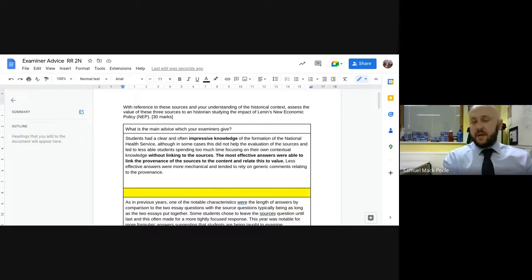Now, the main advice that the examiners give is that you need to have, as you can see, impressive knowledge, and less able students spend far too much time focusing on the contextual knowledge without linking it to these sources. The most effective answers were able to link the provenance of the sources and the sources to the content and relate this to value. Okay, so always got to come back to value.